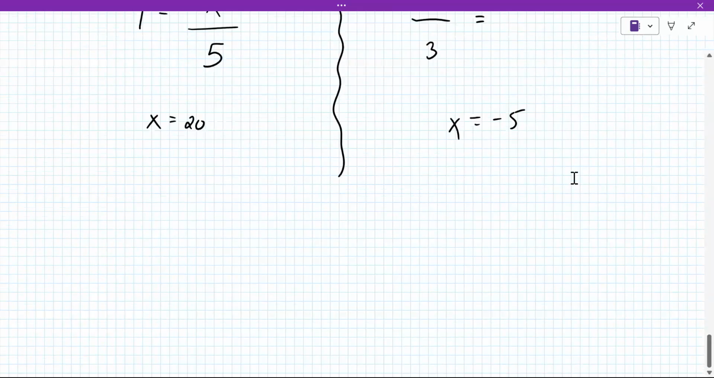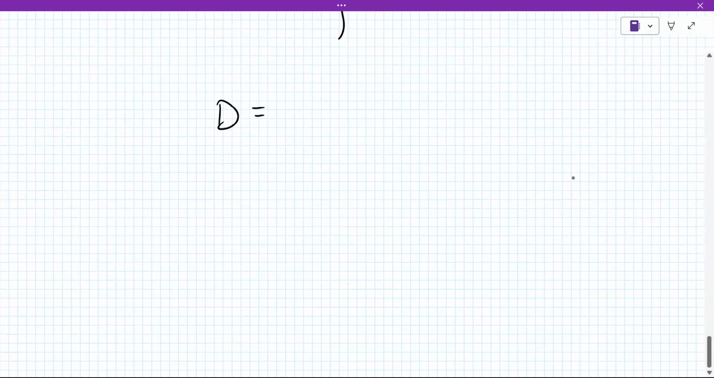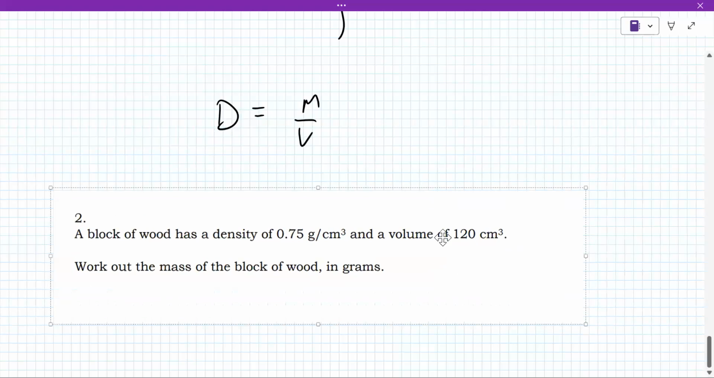All right, so we're back to our formula here. Density equals mass divided by volume. Okay. All right, let's take a look at a new problem here. I want you to read this problem and decide what are they giving you, D, M, or V, or more than one. Which 2 of the 3 are they giving you?